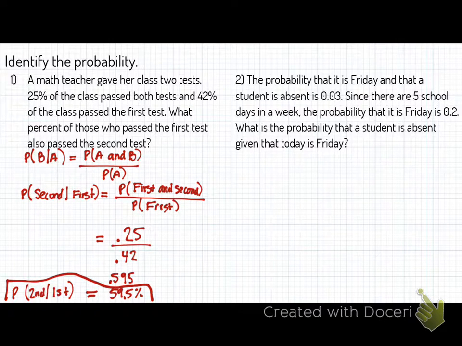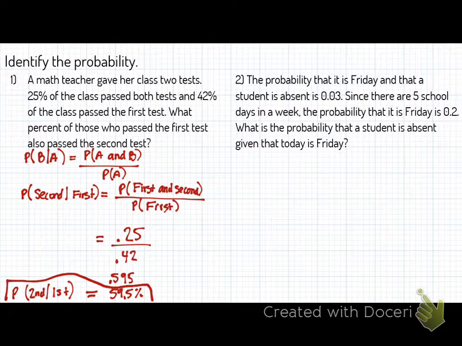Okay, so number 2, here's the next one. The probability that it's Friday and that a student is absent is 3 hundredths, meaning 3%. Meaning if it's a Friday, let's say that Mr. Kelly's like, hey, it's Friday, I noticed that 3% of students are absent on Friday. Okay? That's the probability. All right? So since there's 5 school days in a week, the probability that it's Friday is 0.2, right?